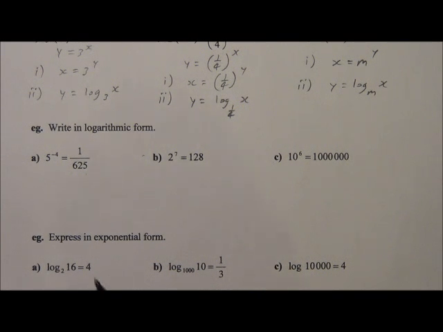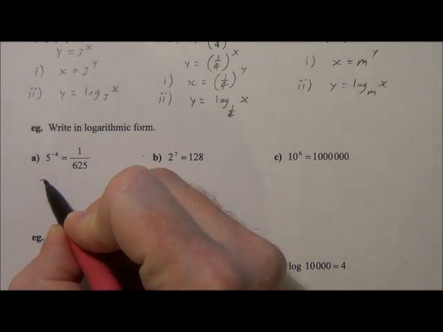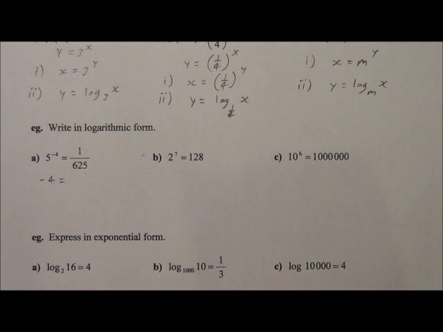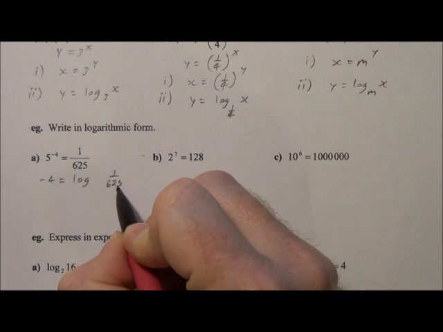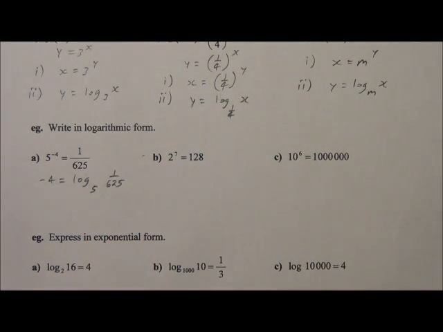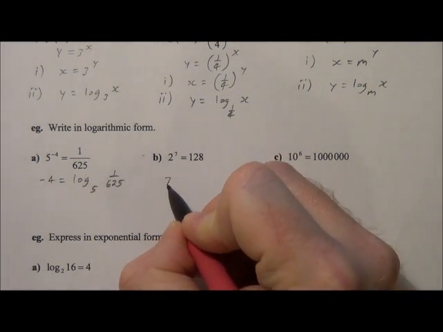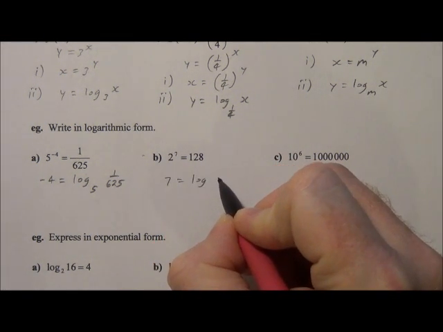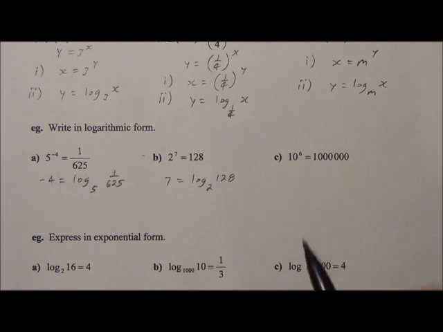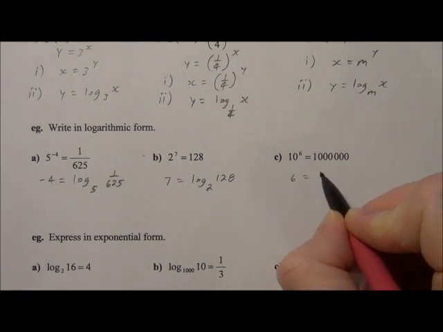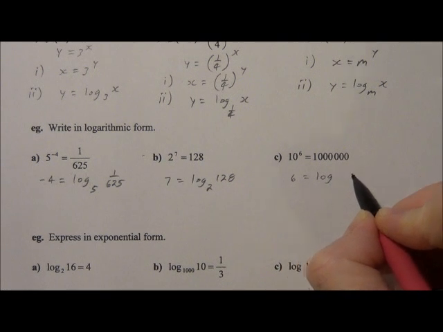Okay, so logarithms are ways of calculating exponents. So we know the exponent here is -4, and that is equal to the log of the result to the base. Part B, the exponent is equal to the log of the result to the base, in this case 2. And again here, the exponent is log of the result to the base.